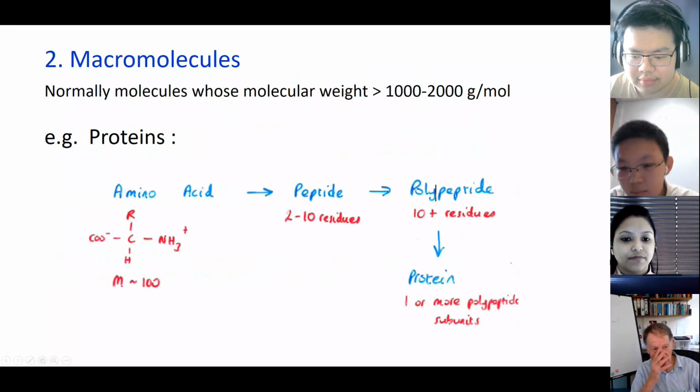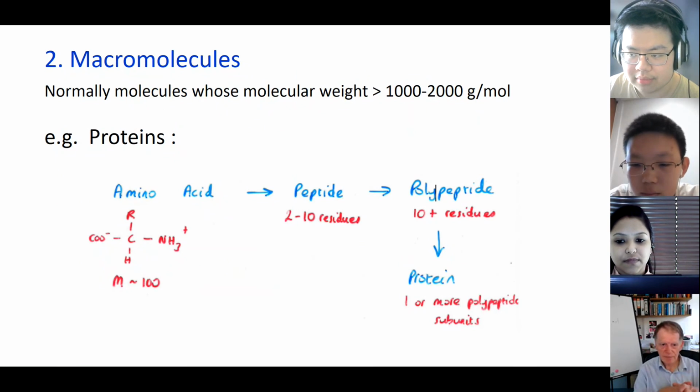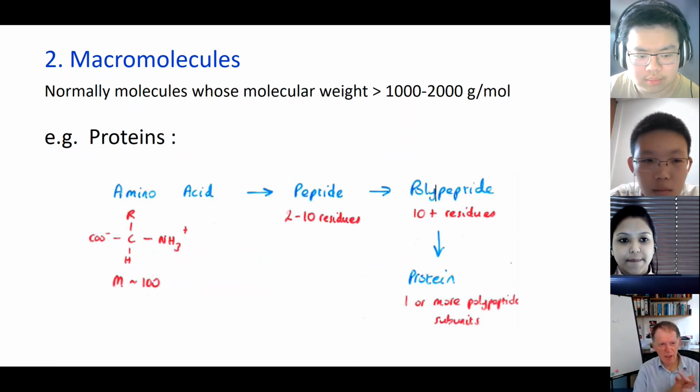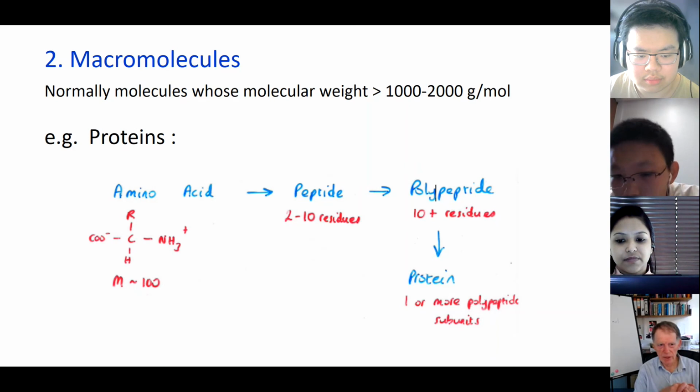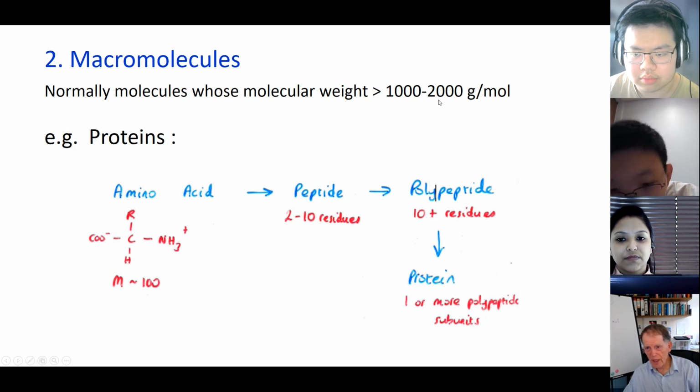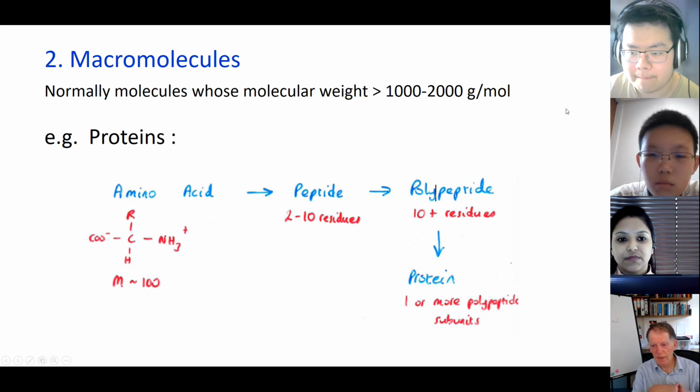So that's molecular weight and molar mass, and we're going to be talking about generally large molecules, and these large molecules, macromolecules, are normally molecules whose molecular weight is larger than 1,000 or 2,000 gram per mole or Dalton. So water is not a macromolecule; it's a small molecule, but a protein like hemoglobin is a macromolecule. It's got a molecular weight of 64,000 Daltons, or molar mass 64,000 gram per mole. So that would be a macromolecule.